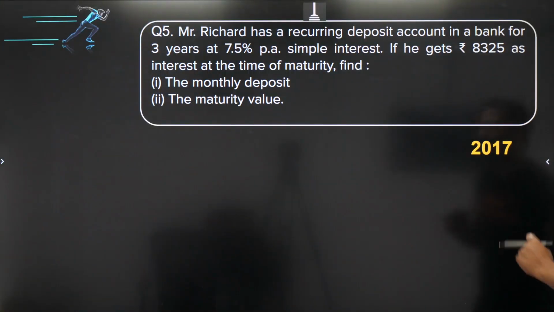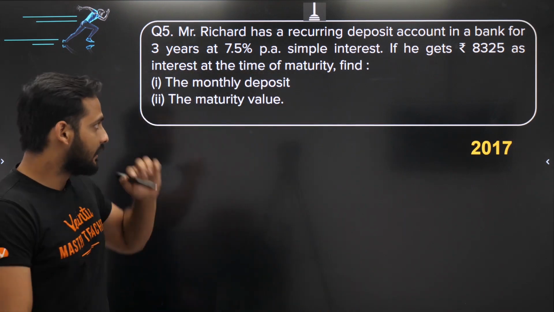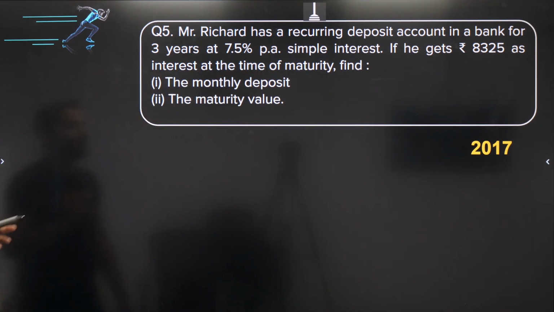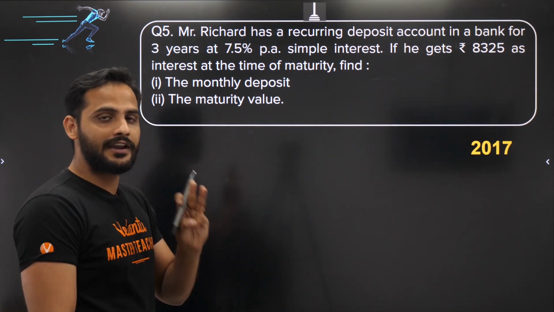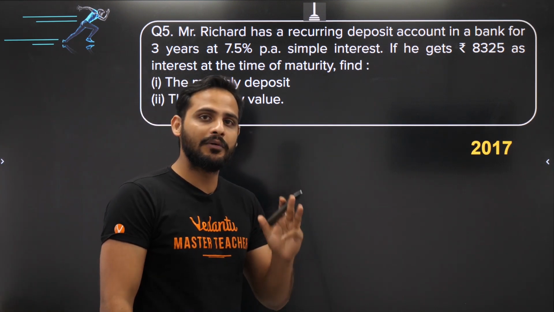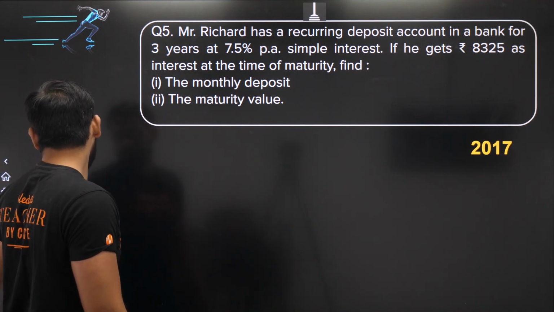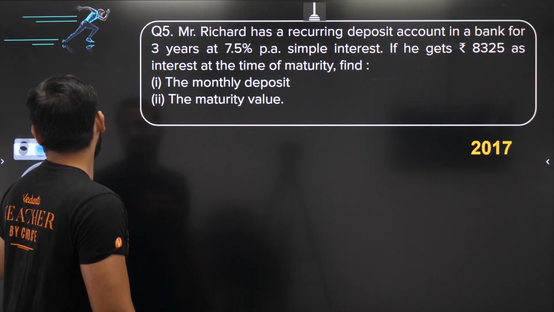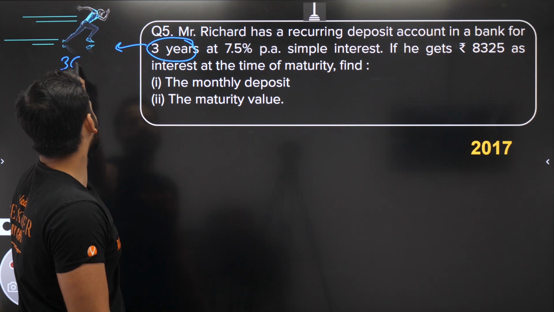The next question is this. Mr. Richard has a recurring deposit account in a bank for 3 years. Remember, the time is not in years in the recurring deposit case. We take the time in number of months. So the number of months I will be getting is 12 into 3, 36 months.